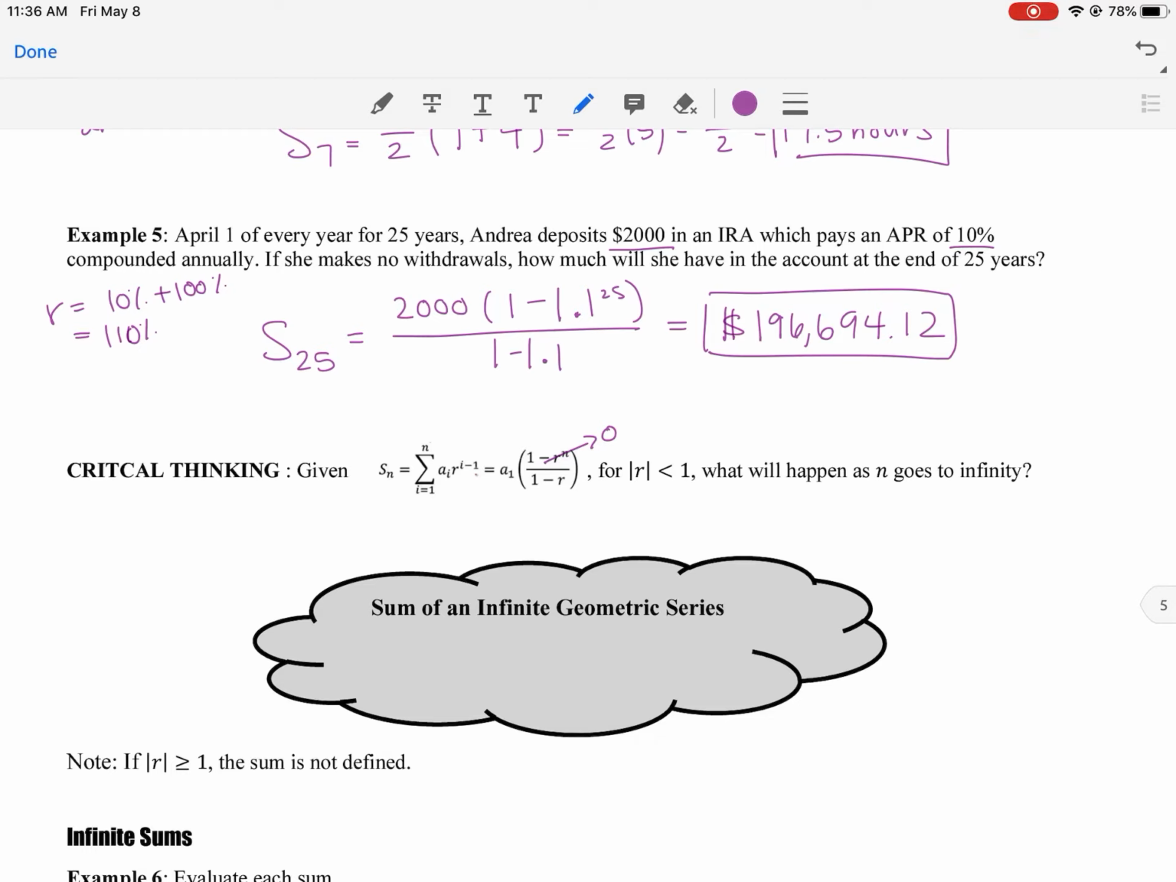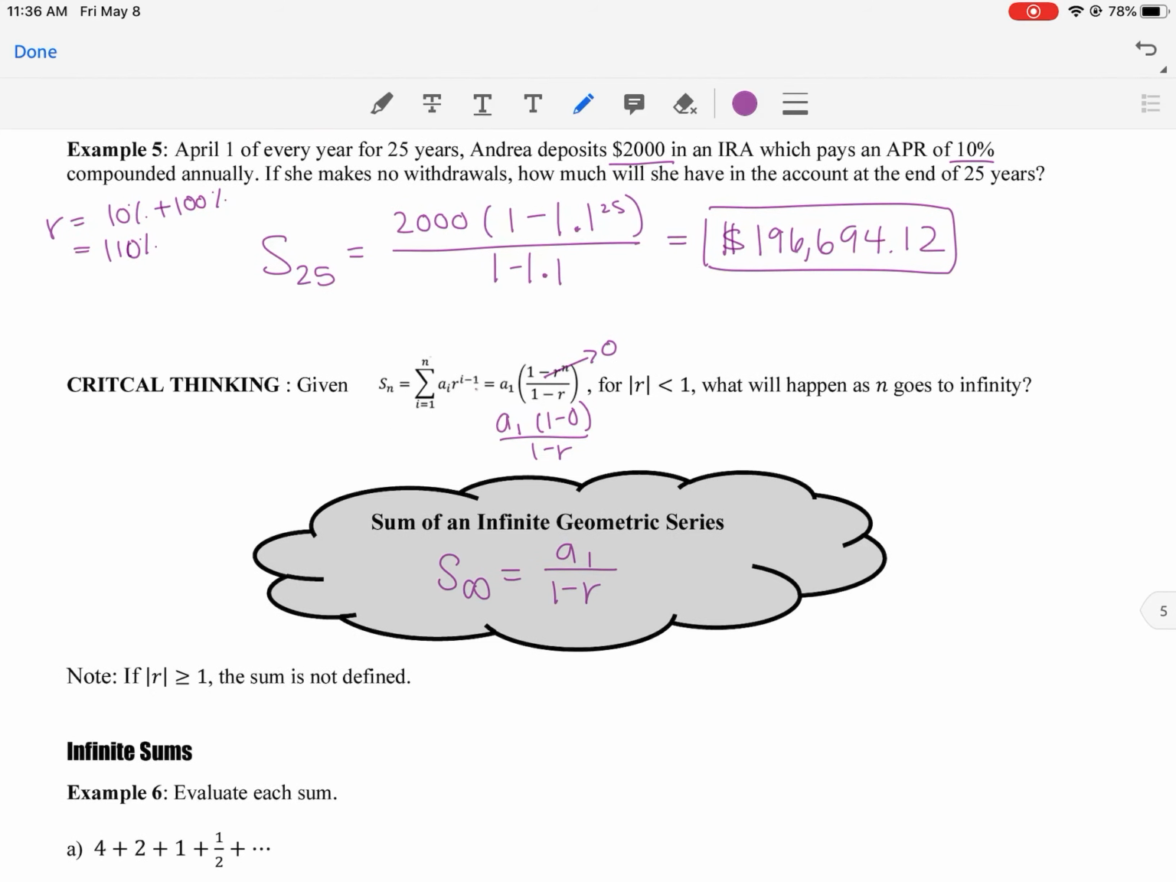So therefore, we would be left with a sub 1 times just 1 on the top, or 1 minus 0, all over 1 minus the rate. So our form for an infinite geometric series is going to be a sub 1 all over 1 minus r. Once again, this formula is given to you, but the thing you have to know is that if r is greater than or equal to 1, then it's not going to be defined.